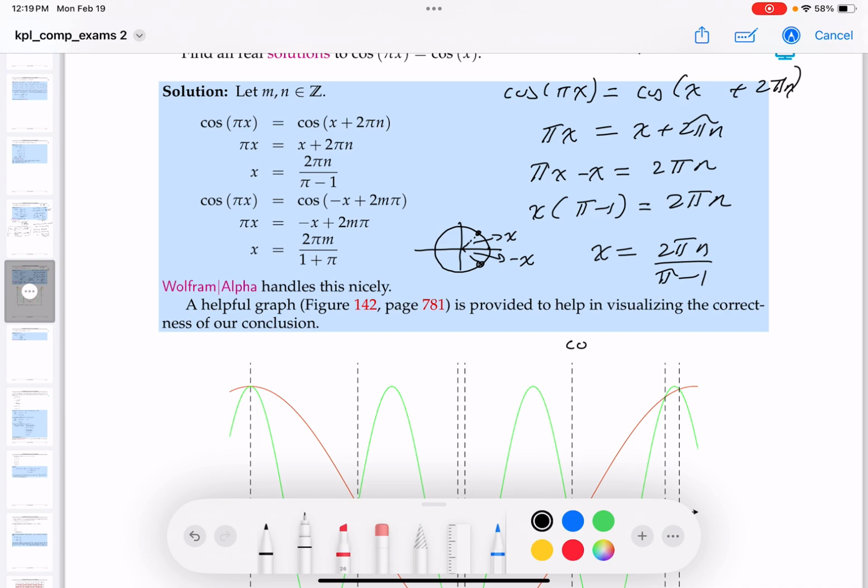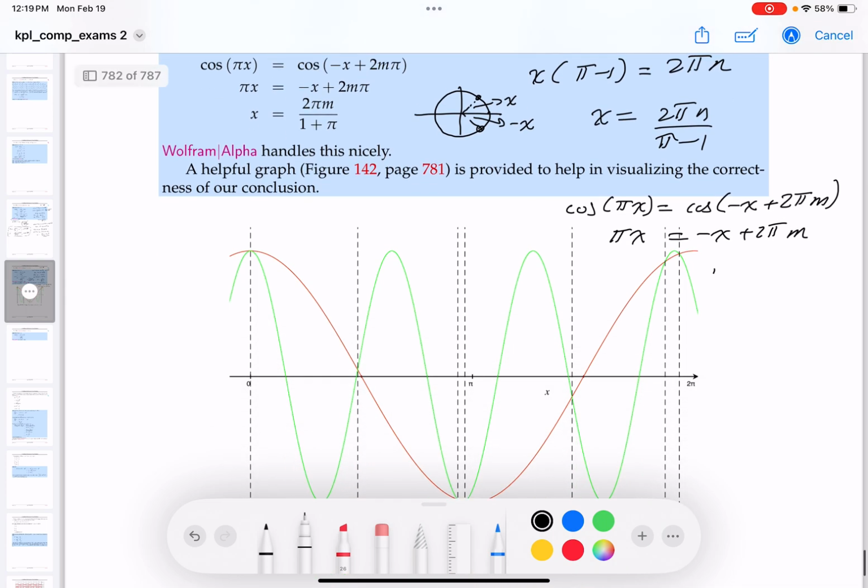So we're going to get cosine pi x equals cosine. It's going to be minus x now, but it's going to keep repeating itself, and that's going to be 2 pi m. I'm going to equate the arguments. Let's see what we get there. You get pi x plus x equals 2 pi m. Factor out the x. That's pi plus 1, 2 pi m. And then I get x equals 2 pi m over pi plus 1.